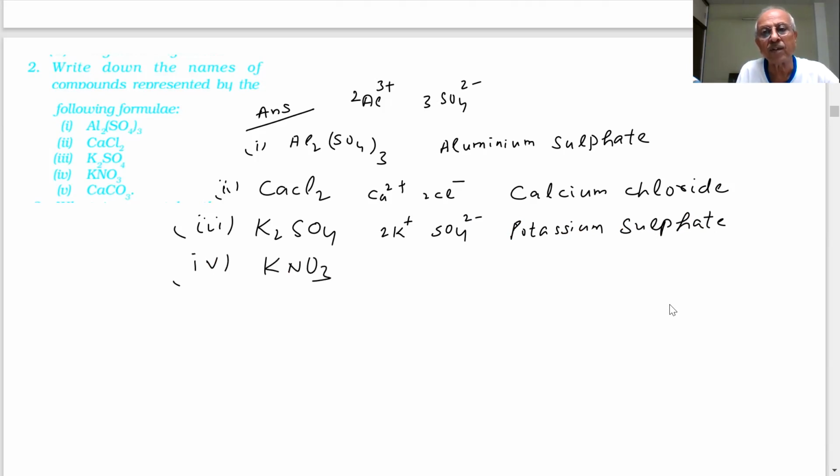KNO3, students. What will be the name of this compound? What are the ions? Potassium and nitrate. What do we write, students? Potassium nitrate. The next question is coming.